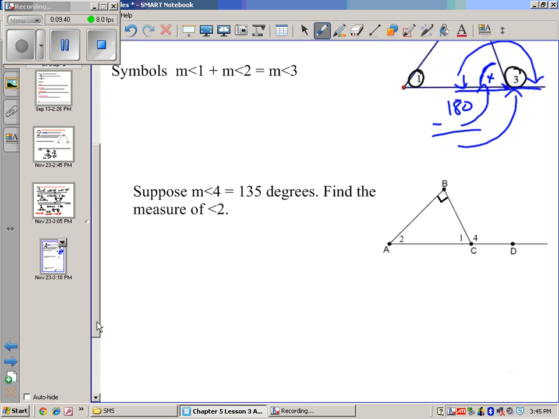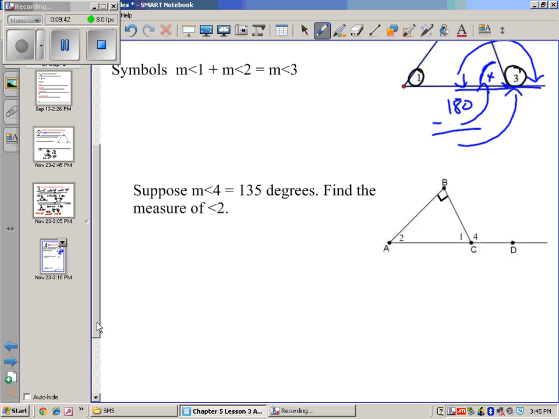Okay, let's look at our example. Suppose measurement angle 4 is 135 degrees. Find the measurement of angle 2. Once again, let's go off of our definition. The 2 remote angles, angle 2 and angle B, equal angle 4. So if angle 4 is 135, measurement angle 2, we don't know, so that would be X, plus the measurement angle B, which is 90 degrees.